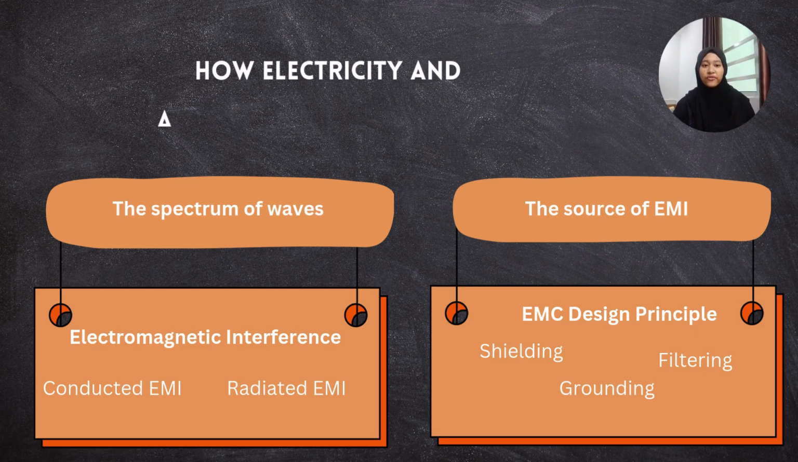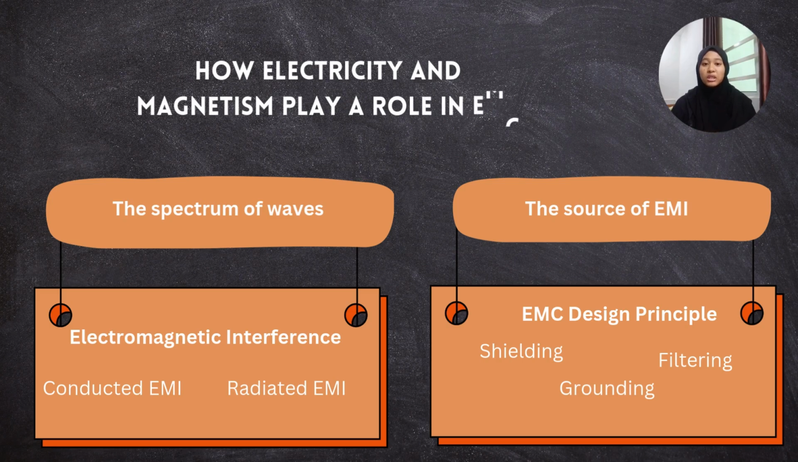Next, we have interference mechanisms. The first point is conducted EMI. Conducted EMI occurs when electrical noise travels along physical connections like wires and cables. This can happen due to voltage spikes, current surges or ground loops. And the second one is radiated electromagnetic interference. Radiated EMI happens when a device acts like an antenna, radiating electromagnetic waves that can interfere with other devices in the vicinity.